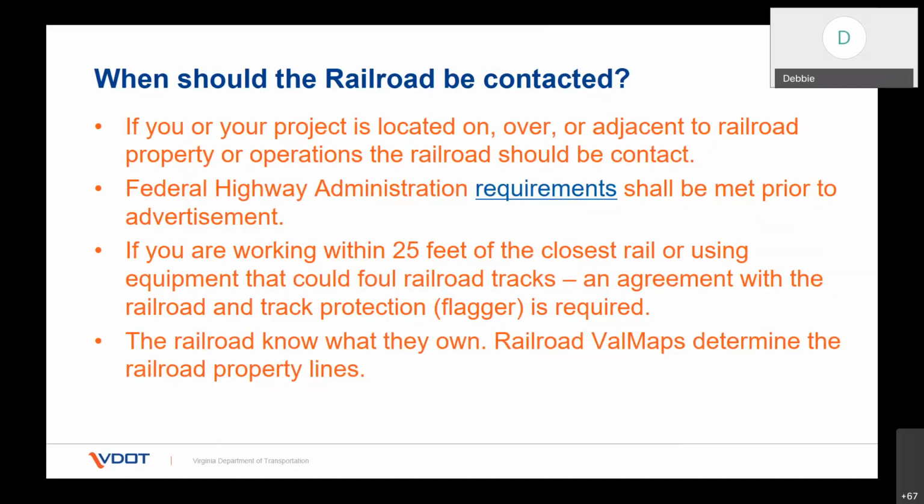Highway Administration, the blue highlight here allows you to click to take you to that website. These requirements need to be met in order for you to go to advertisement with your plan. If you're working within 25 feet of the rail or using equipment that could foul the railroad tracks, an agreement is required with the railroad, and track protection will also be required. As Matt spoke, there are different types of agreements. You can have a right of entry, you may have a permit, or you may have a construction agreement.